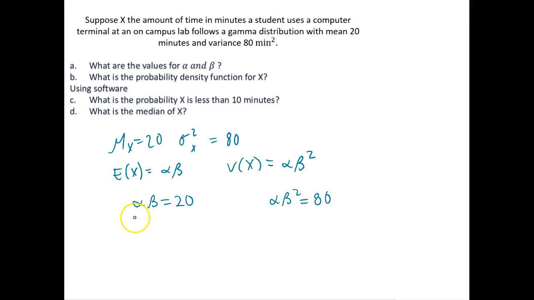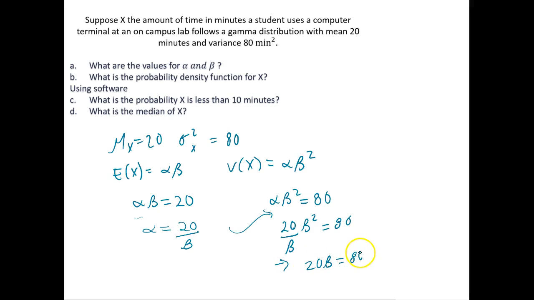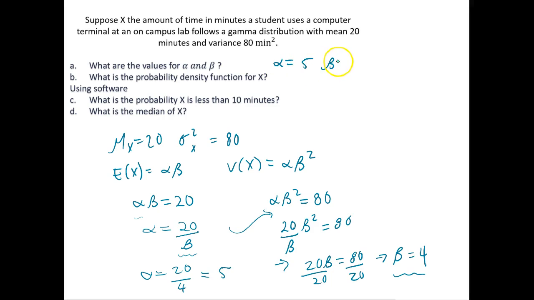So if we solve for alpha in this original problem, alpha is then equal to 20 over beta, and plug it in over here, then we get 20 over beta times beta squared is equal to 80, which is just 20 times beta equal to 80. Divide both sides by 20, and that means that beta is equal to 4. All right, and so then we can take this beta and plug it back into this equation over here, and we get alpha is equal to 20 over 4, which is equal to 5. So this means that alpha is equal to 5 and beta is equal to 4.